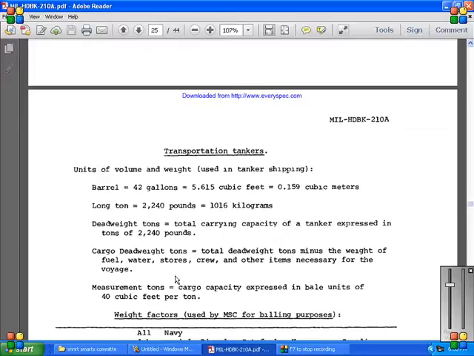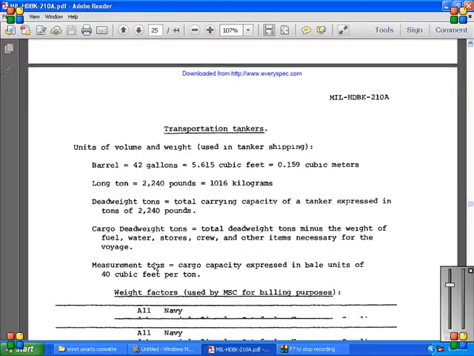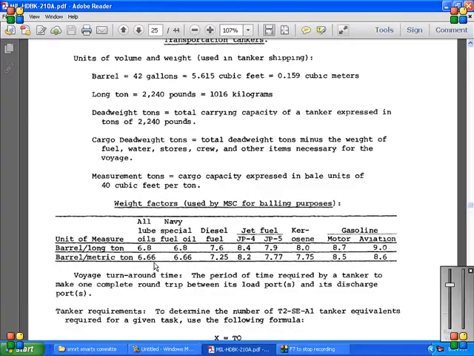The weight factor used for MSC billing purposes. All Navy special lube oils, all Navy special fuel oils, diesel fuels, jet fuels, JP-4, kerosene, gasoline, motor and aviation. The units that measure the barrel ton and the barrel metric ton are used for MSC billing purposes.